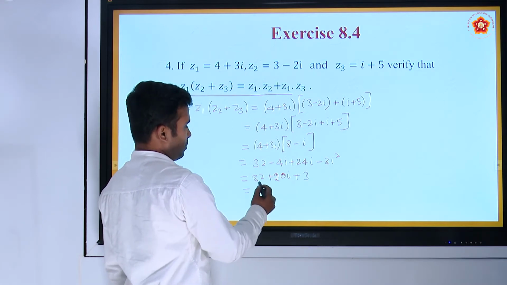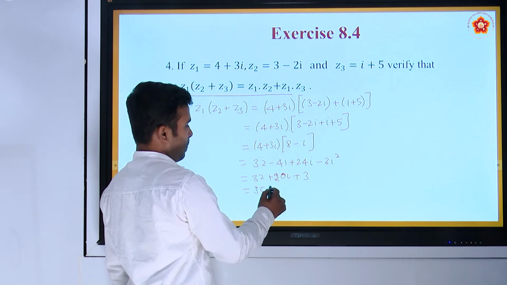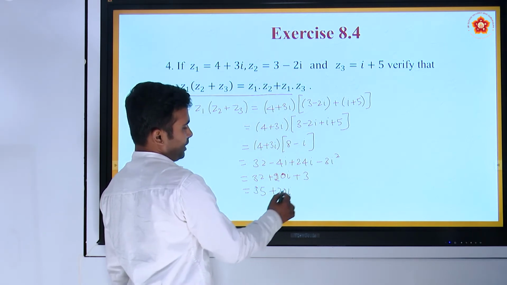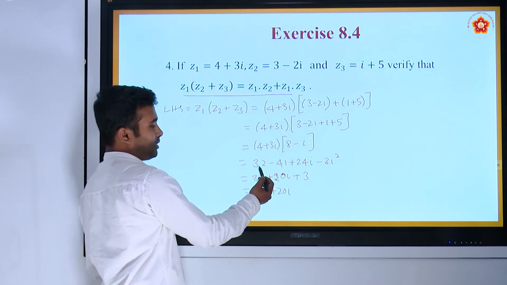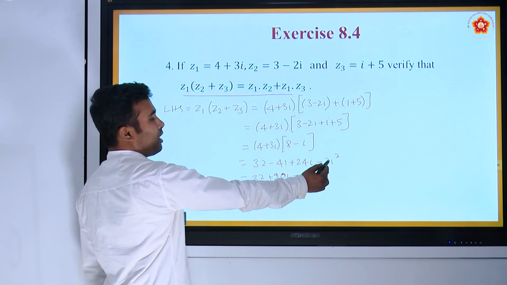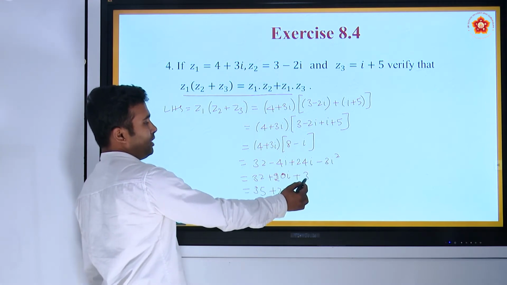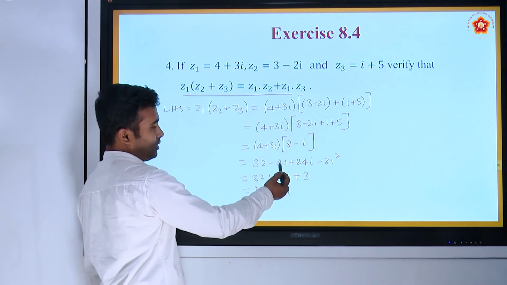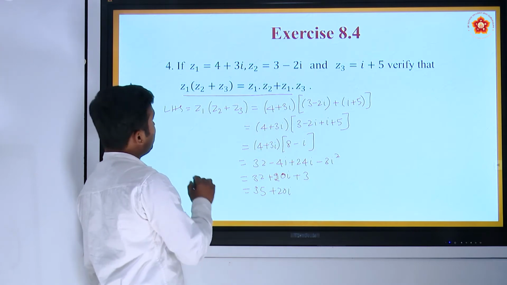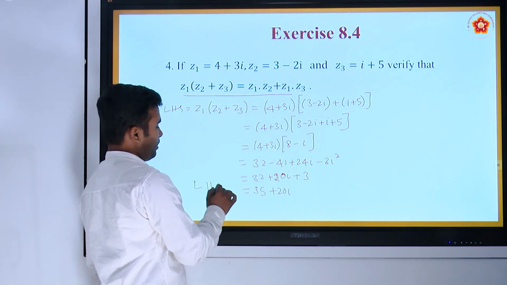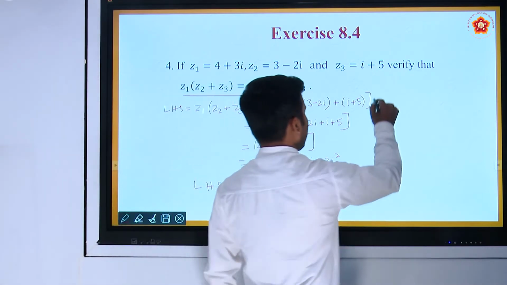So now this is equal to 32 plus 3, which is 35, and here we have 20i. Did you understand? Minus 4i plus 24i will be 20i, and 32, and this is minus 3 i square. The value of i square is minus 1, and minus 1 into minus 3 will be plus 3. 3 plus 32 is 35, and minus 4i plus 24i is 20i, and here the LHS is 35 plus 20i.